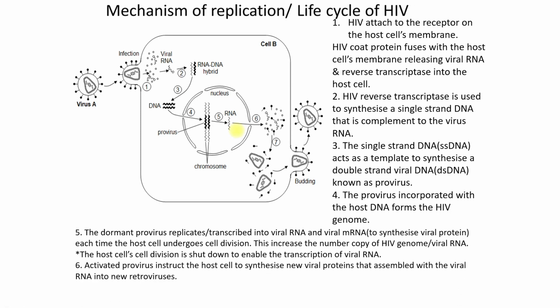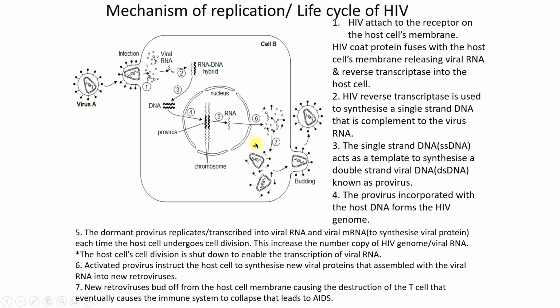Next, the activated provirus will instruct the host cell to synthesize new viral proteins. Remember, the dormant provirus is transcribed into viral RNA and viral mRNA. So kalau ada viral mRNA, what will you get? Viral protein. So now the activated provirus will instruct the host cell to synthesize new viral protein that assembles with the viral RNA into new retroviruses. So now you have many new retroviruses here, or many HIV here.